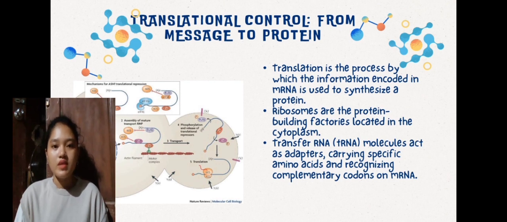Next is translational control. While the basic process is straightforward, the cell can regulate protein synthesis at the translation stage as well. Signaling molecules: certain molecules can activate or inhibit protein translation by modifying components of the translation machinery, like initiation factors. Think of this as adjusting the speed of the production line.